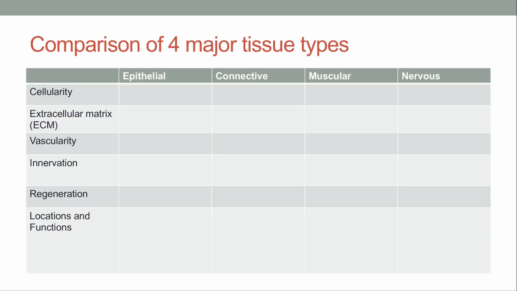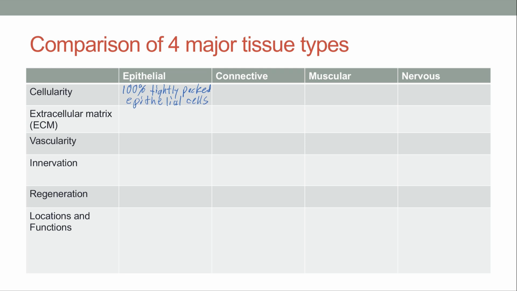A detailed comparison of the four tissue types involves looking at five properties along with their locations and functions. The first property is called cellularity and talks about both the amount of a tissue that is cells and the type of cells that are found there. Epithelial tissues are pretty much 100% tightly packed cells. And the type of cells that you find there are called, not surprisingly, epithelial cells.